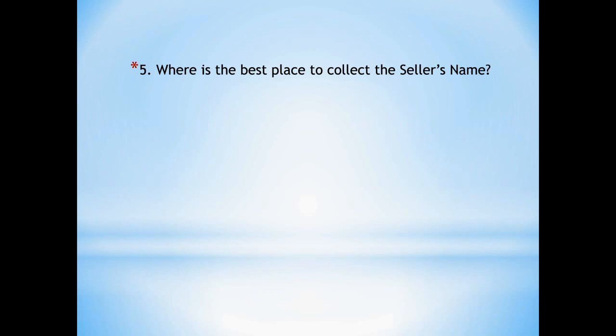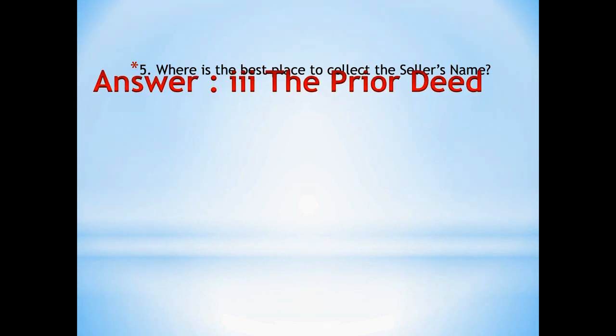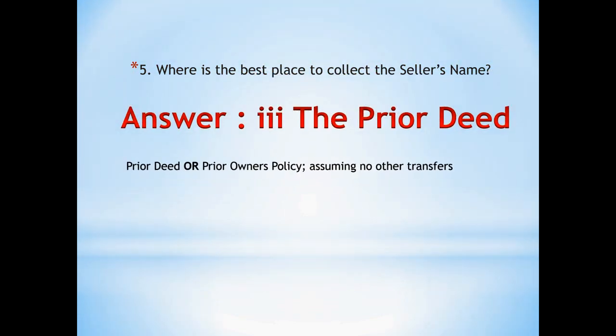Number 5, where is the best place to collect the seller's name? Is it 1, the MLS, 2, Realist and or IMAP, 3, the prior deed, and 4, title commitment? The answer is 3, the prior deed.